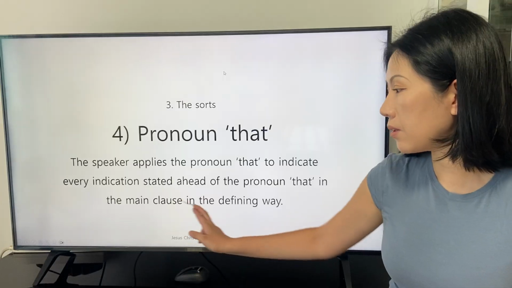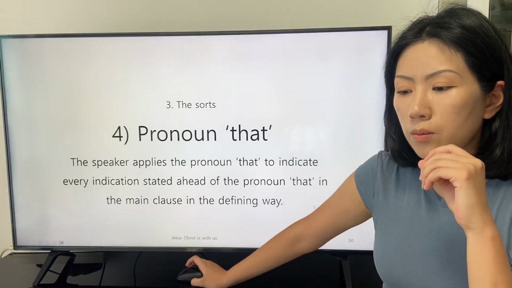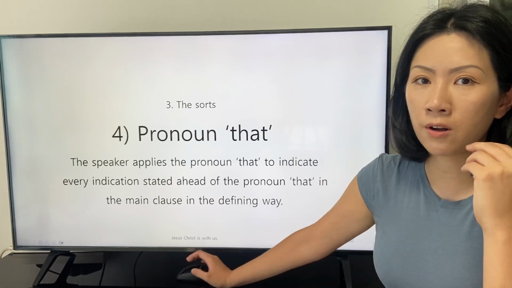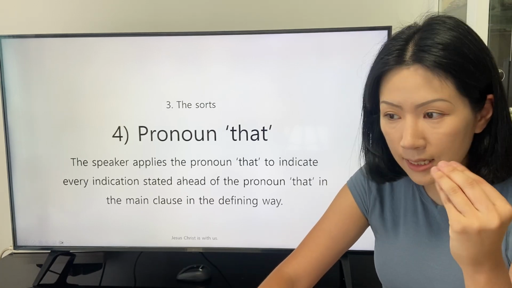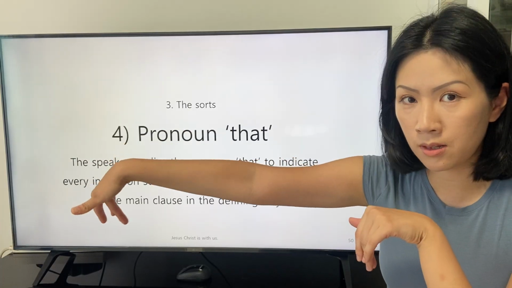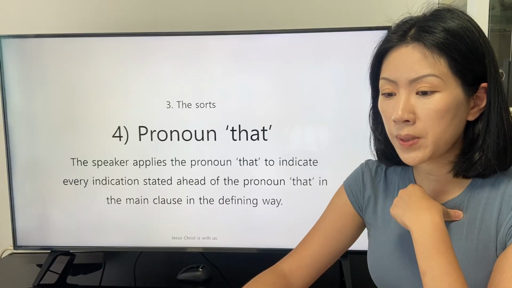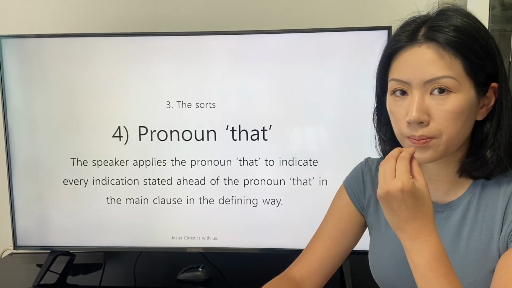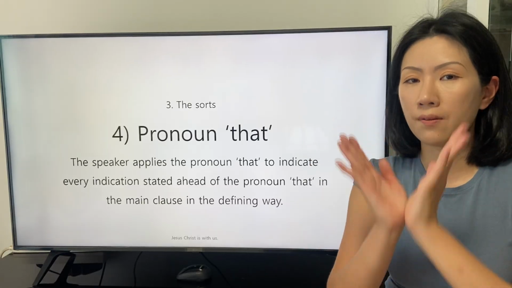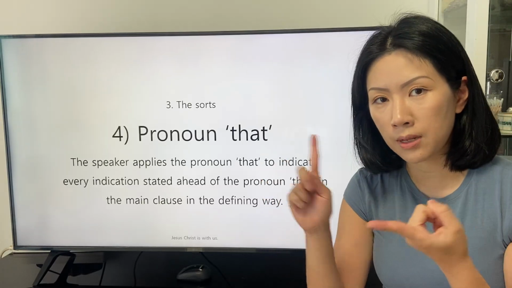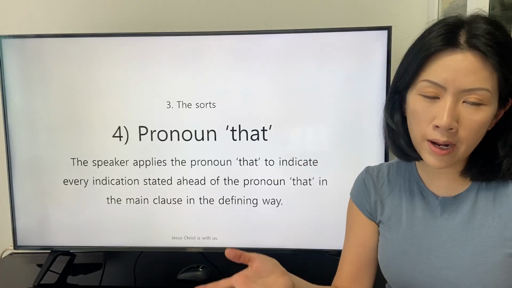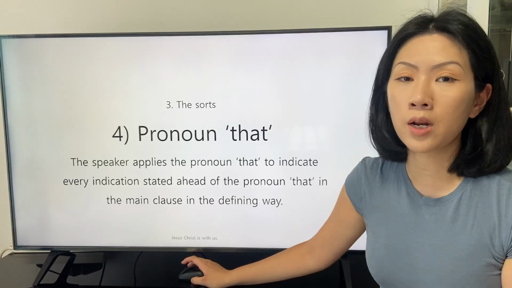In which way? In the defining way. Because of the main feature of the pronoun that, which is able to indicate every precedent in the main clause, the speaker is only able to use the pronoun that in the defining way. The speaker does not apply a comma with the pronoun that as a subordinating conjunction.